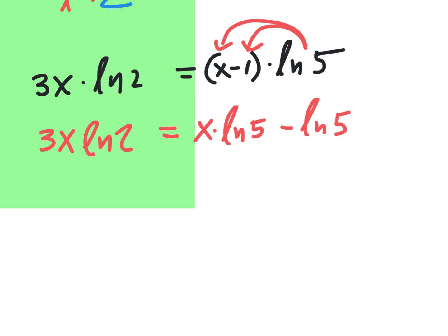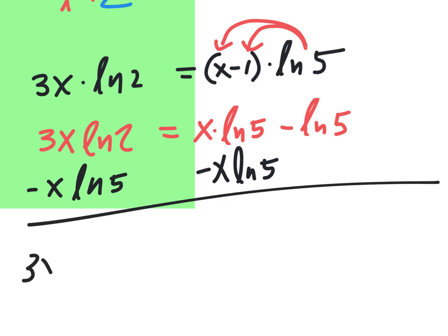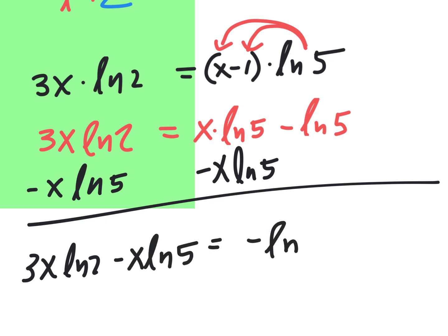Mr. Pats? Can't yet. In a minute we will. We have to get this to go over here and join up with the other x. All right. So now we're going to subtract x ln 5. And then you'll be able to do that factoring step for me in just a second. 3x ln 2 minus x ln 5 equals negative ln 5.